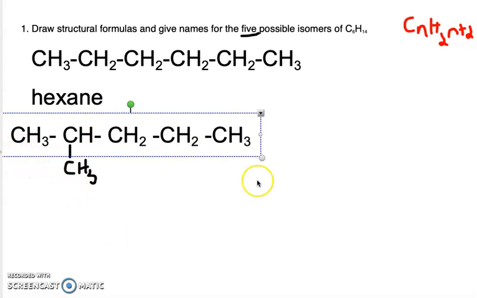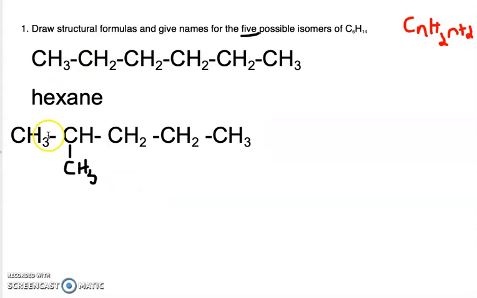So now we need to name it. So root-wise, 1, 2, 3, 4, 5 carbons in my main chain. So this is going to be a pent. It's going to be a pentane because everything is a single bond. But in this case, we do have this little side chain hanging out here, right? It's a methyl, and it's a methyl because it has 1 carbon. That 1 carbon is attached to this.